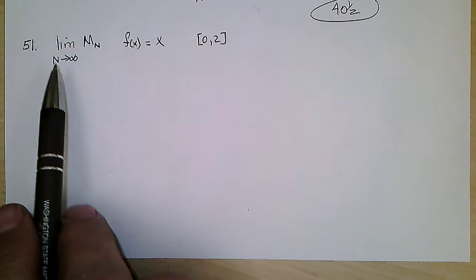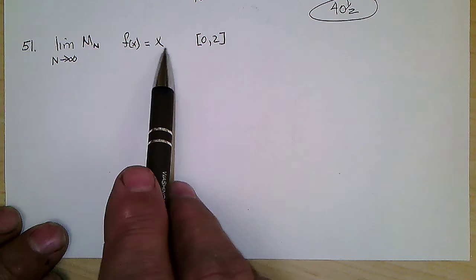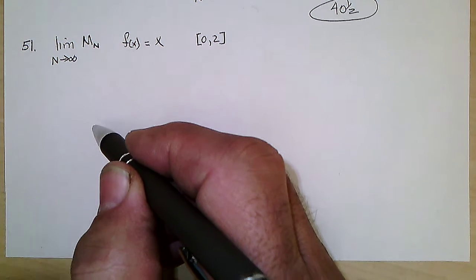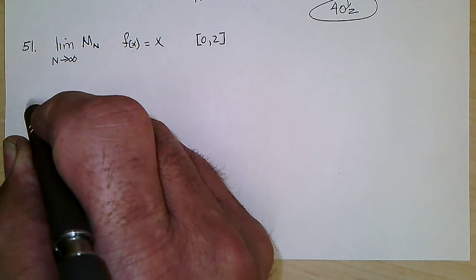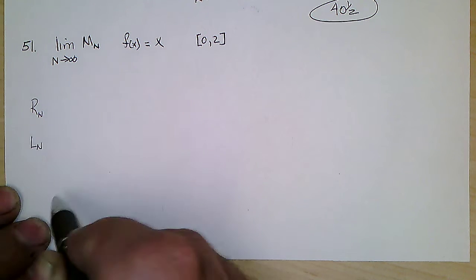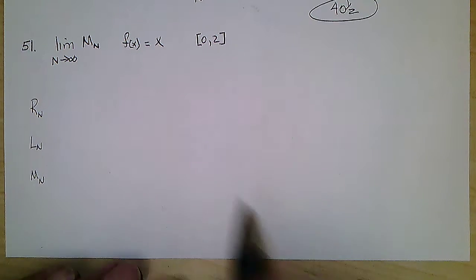All right, 51, we're supposed to do the midpoint n times for f of x equals x. So first of all, let's just get kind of clear. If we're doing R_n or L_n or M_n, how is that going to look?